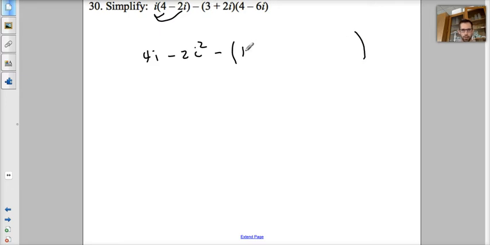3 times 4 is 12. 3 times negative 6 is negative 18i. 2 times 4 is positive 8i. And then 2 times negative 6 is negative 12i squared. Then every time I have an i squared, that is the same thing as a negative 1.